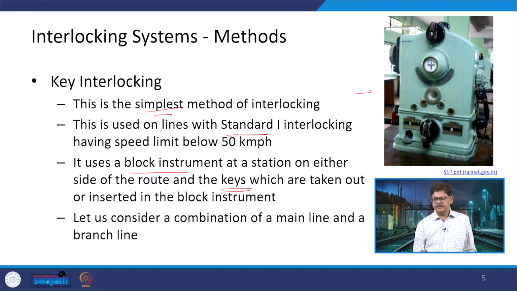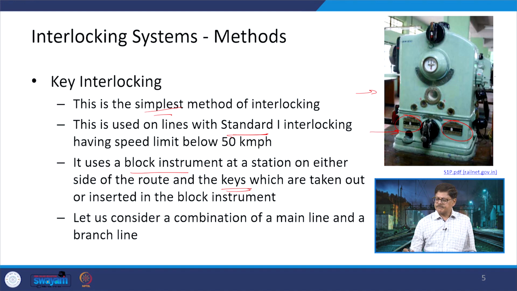On the right hand side you can see a photograph. This is one type of block instrument. You can see there is a knob at the bottom. Then there are 2 things being shown here for the blocks. So either we are going to talk about a block which is on the right hand side, or a block which is on the left hand side. That means an advanced block or a previous block in which the train may be allowed to move.